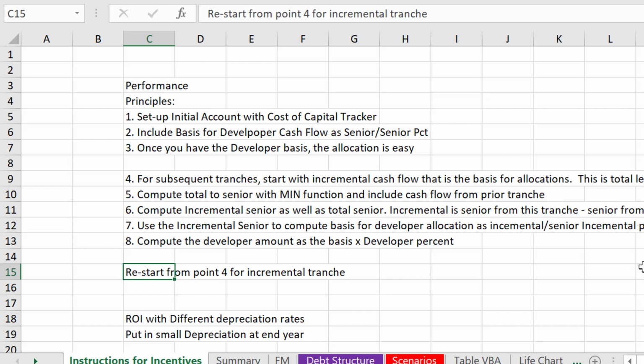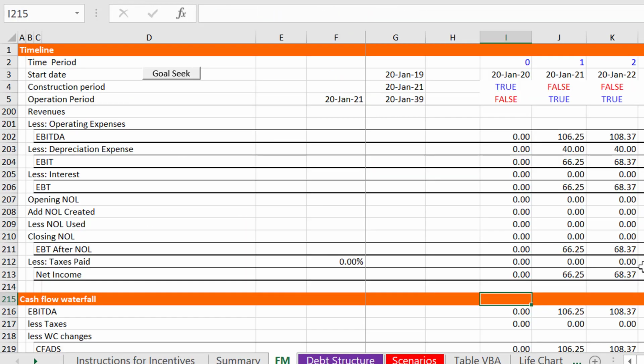I hope you can see this is what I was going to say, that the developer percentage, the developer amount, doesn't need a tracking account. We just needed the basis to get that developer. And then we just go around and around and do it again and again. I hope this is clear. I think for me, I need these kind of things.